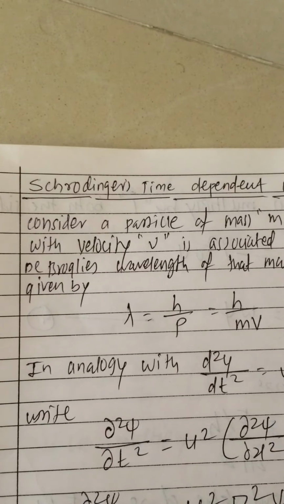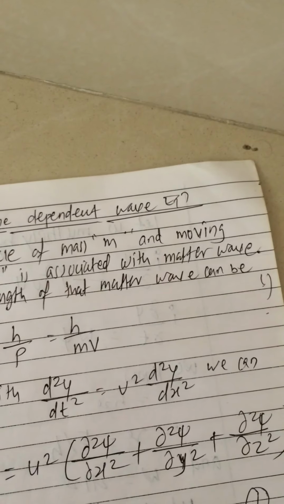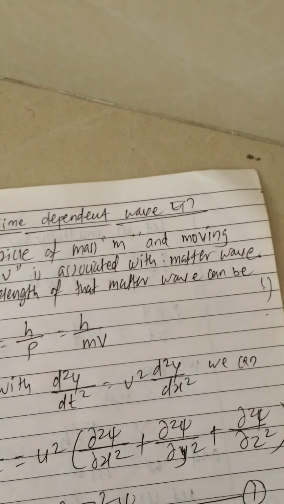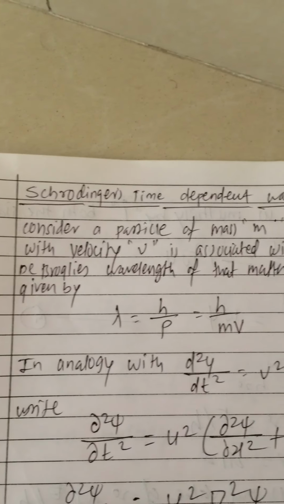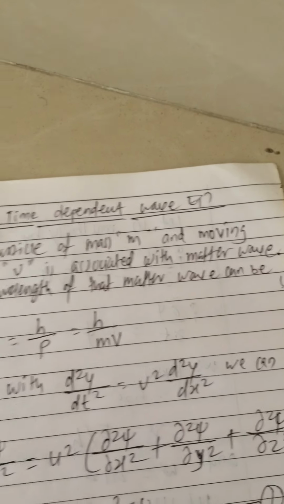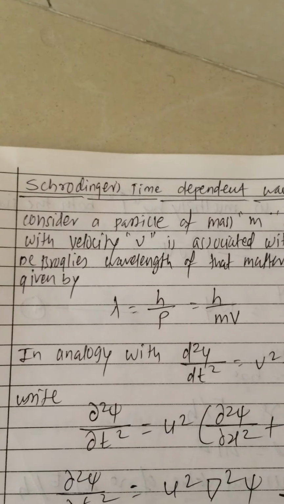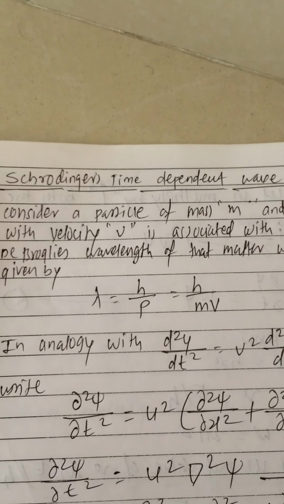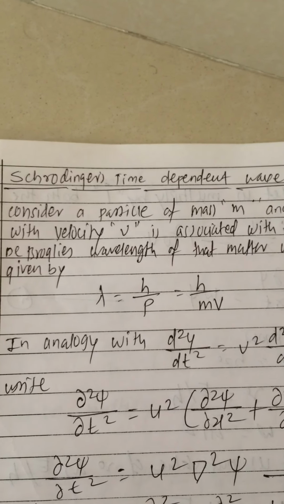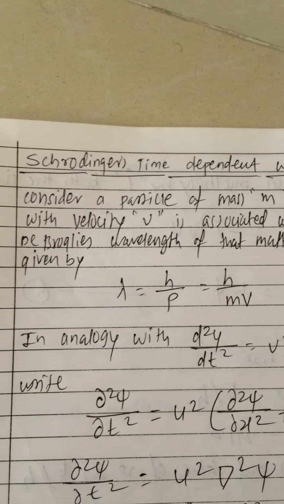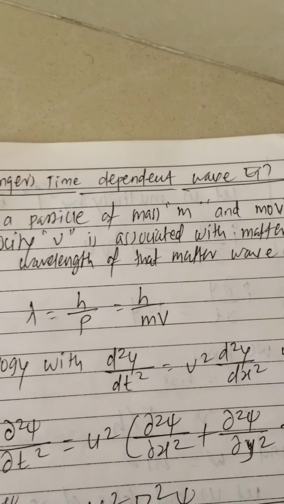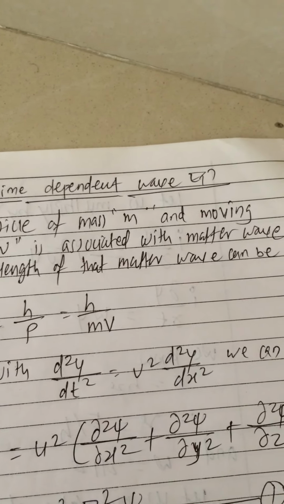Let us consider a particle of mass m moving with a velocity v, which is associated with the matter wave, and de Broglie's wavelength of that matter wave can be given by the formula lambda is equal to h by p, which is h upon mv. mv is a product of mass and velocity, which is nothing but momentum. So in analogy with the SHM equation, the SHM equation was d2y/dt² is equal to v² d2y/dx².